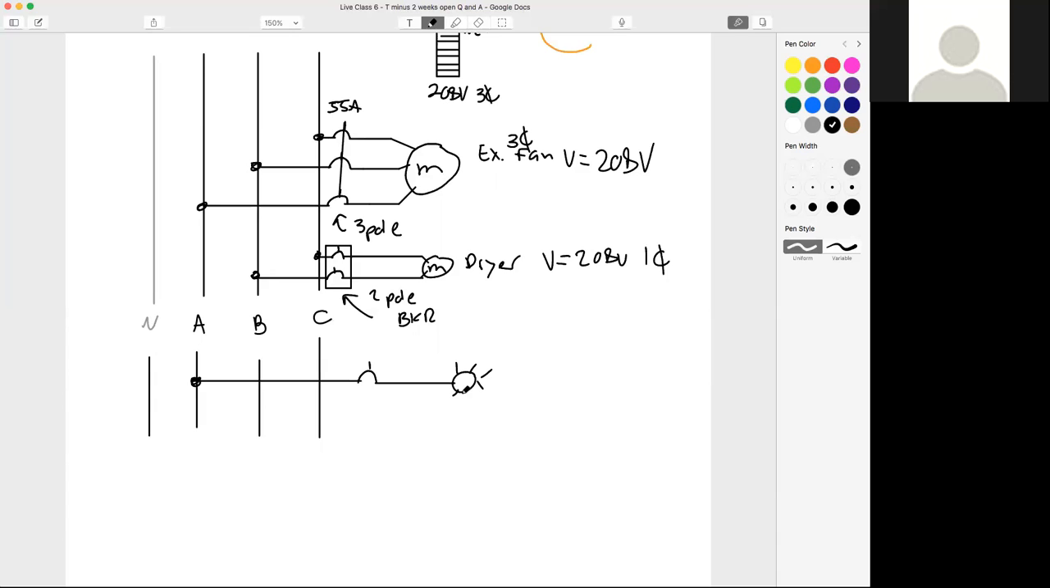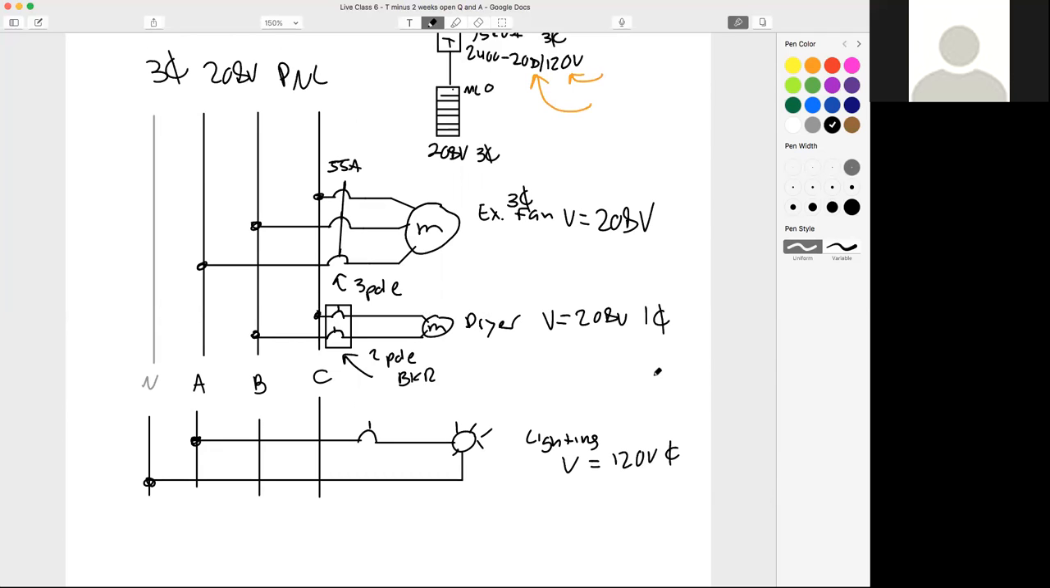And then the return from that lighting circuit comes all the way back and feeds our neutral. What's my voltage? Yeah, 120. Single phase. So when you hear things like a single phase load is connected across a three-phase source, it happens all the time, right?